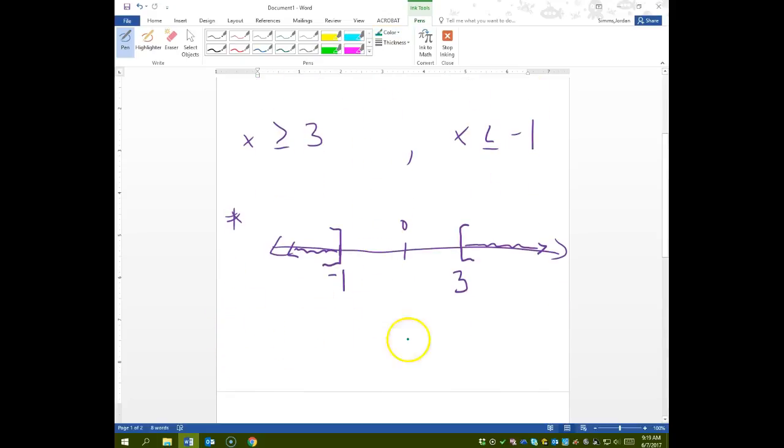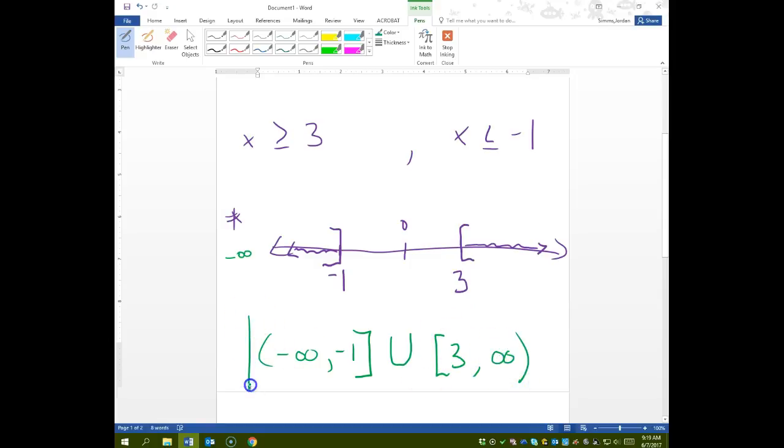We always start from the left with the most negative number, so this would be like negative infinity. So our answer in interval notation would be negative infinity all the way up to negative 1, hard bracket. Because we have an empty space, I'm going to use the union symbol, which is really just meaning and, then the interval from 3 with a hard bracket all the way to infinity. Okay, so that's how we can tell what's going on.